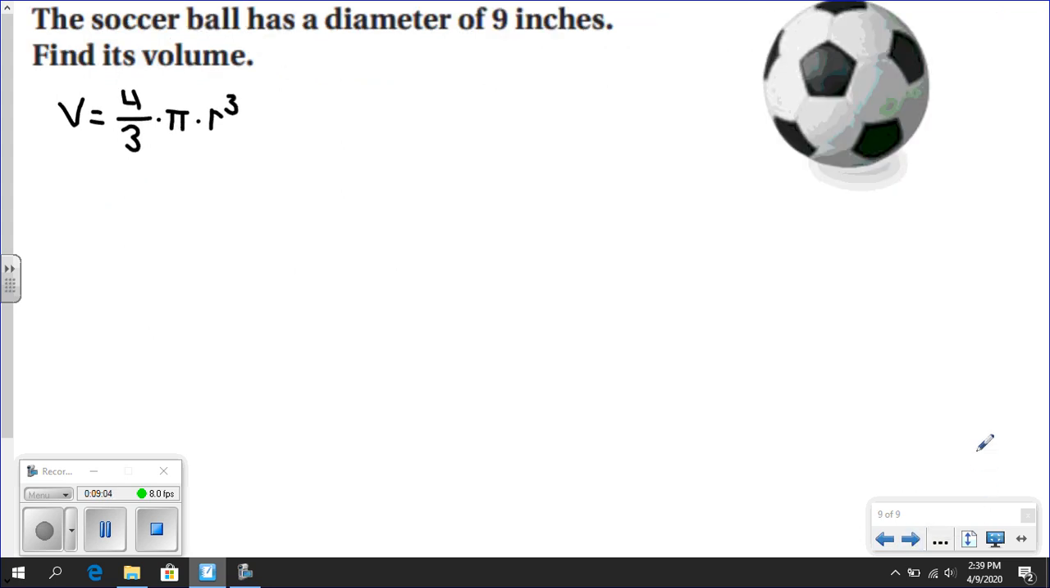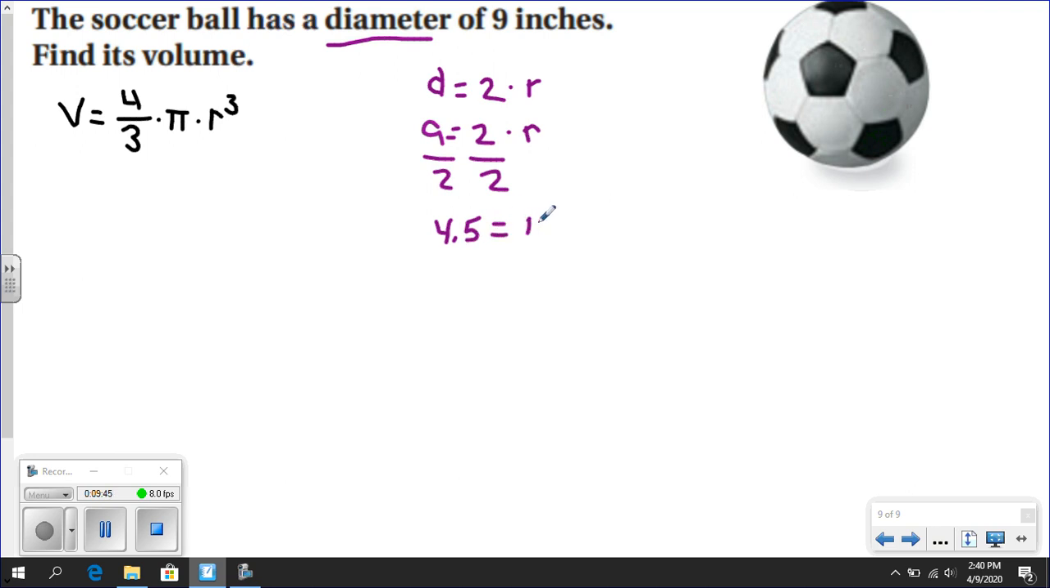And the last problem. The soccer ball has a diameter of 9 inches. Find its volume. We have to be careful here. They give us diameter. Diameter is not used in our equation. It's radius. So remember, diameter is equal to 2 times r. So we know the diameter is 9. We need to solve for the radius. So that just means I'm going to divide by 2. Divide by 2. And we end up getting 4.5 is equal to the radius. Now that I have the radius, I can plug that into the r in my equation.